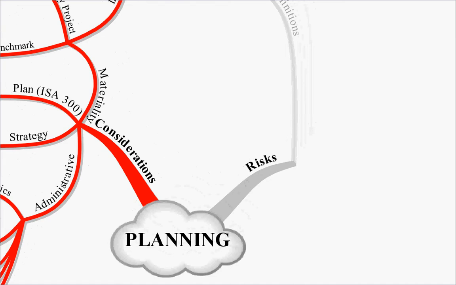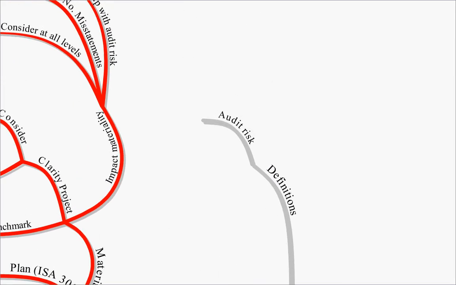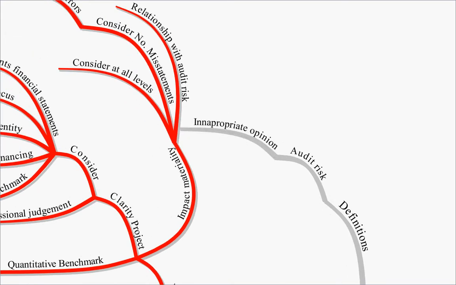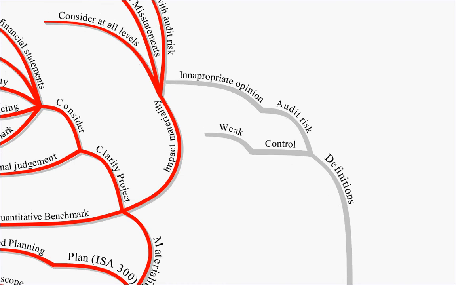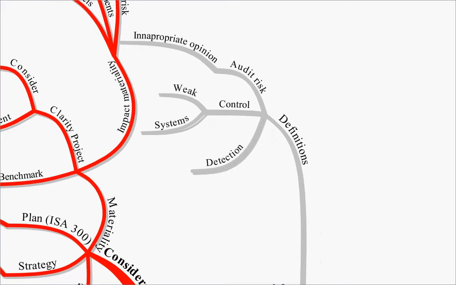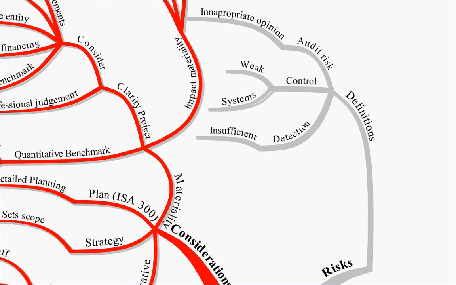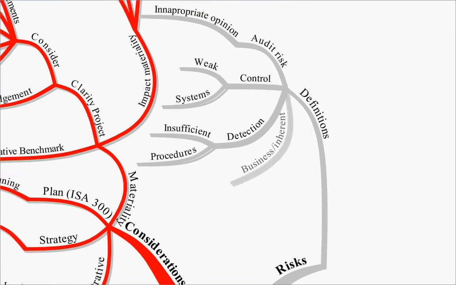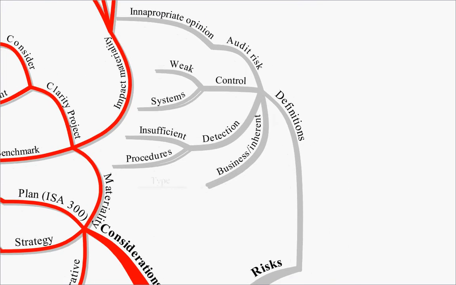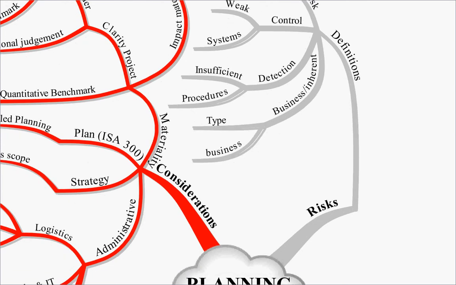So, risks. The definitions of the different types of risk that we have. We have audit risk, which is the risk of expressing an inappropriate opinion. We have control risk, and this is the risk due to weak controls or systems. Detection risk. This is the risk that you've conducted insufficient procedures to actually find an error within the financial statements. And business or inherent risk is the risk due to that type of business. Basically the risks that would be there if there were no controls in place at all.